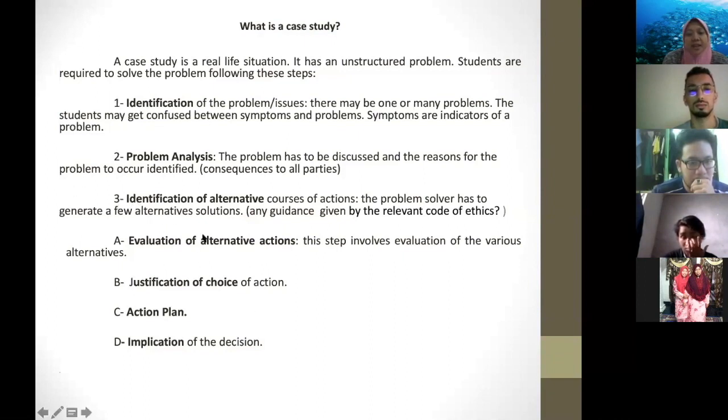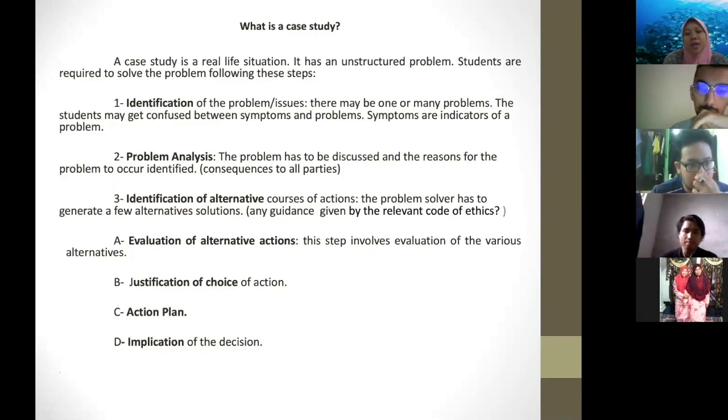Number 3, identification of alternatives. First, identify the problem. Number 2, analyze the problem. Number 3, you need to find solutions. You need to think what the solutions to the problem are. So identification of alternative courses of action. Courses of action means what you can do to solve the problem. It can be more than one. Normally you have to give more than one. If only one, it means you're not thinking enough, because in life you need plan A, plan B, plan C.